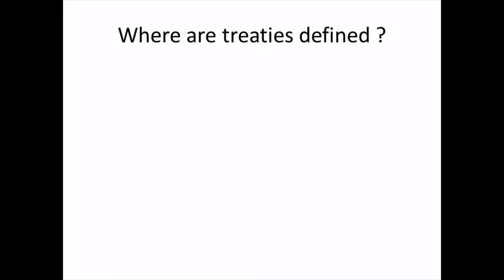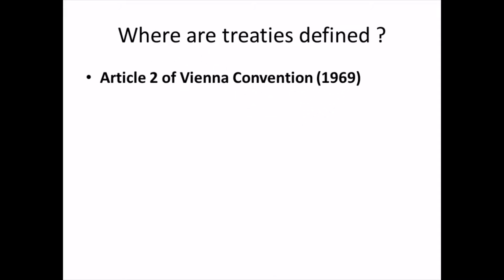Where are treaties defined? So we need to understand, every term should be defined properly, or else there will be a question like, where do you find the definition of treaties? When you read various conventions, they are all based upon these treaties, and the definition of treaty has been given in Article 2 of the Vienna Convention, which was signed in the year 1969. What does Article 2 of the Vienna Convention state?